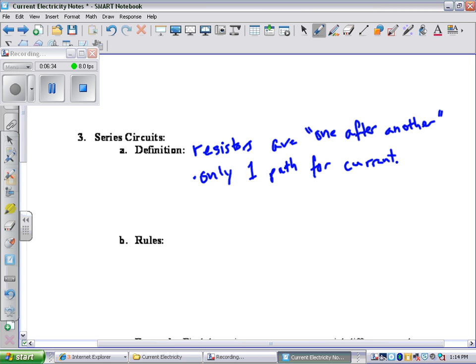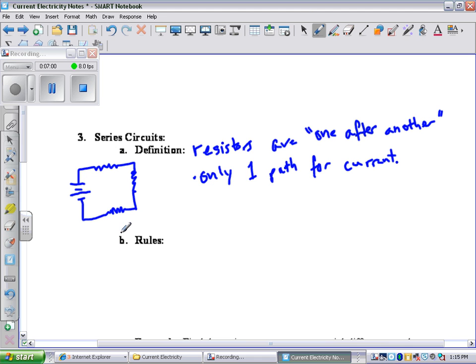So the electrons are going to have to flow through one resistor, then the next resistor, then the next resistor, because they don't have any place else to go. It's going to look like this in a diagram. We'll have our battery, and then we'll connect it to one resistor, and then a second resistor, and then maybe a third resistor, even a fourth. But there's only one loop or one path for them to take.